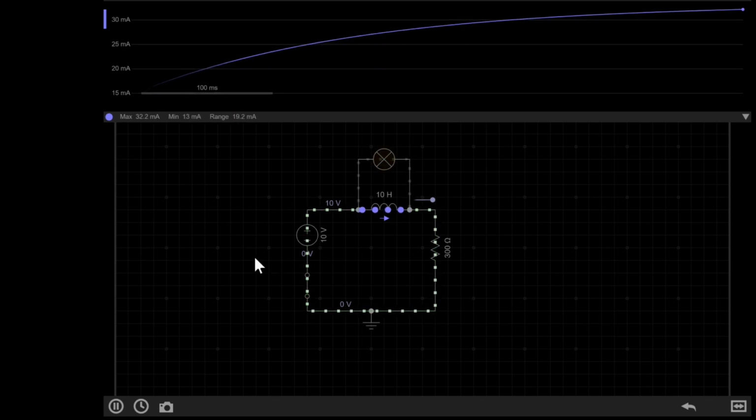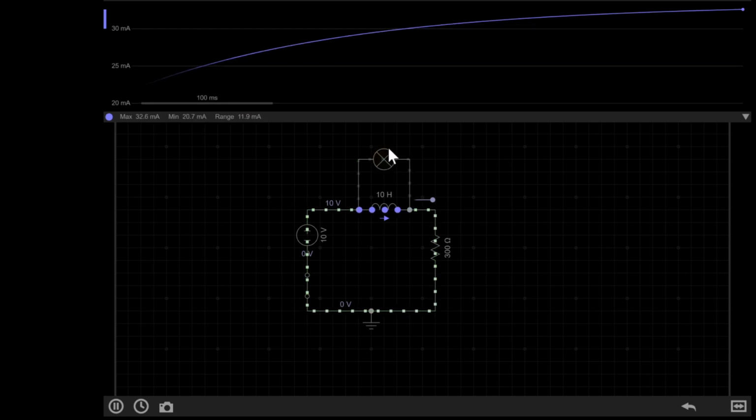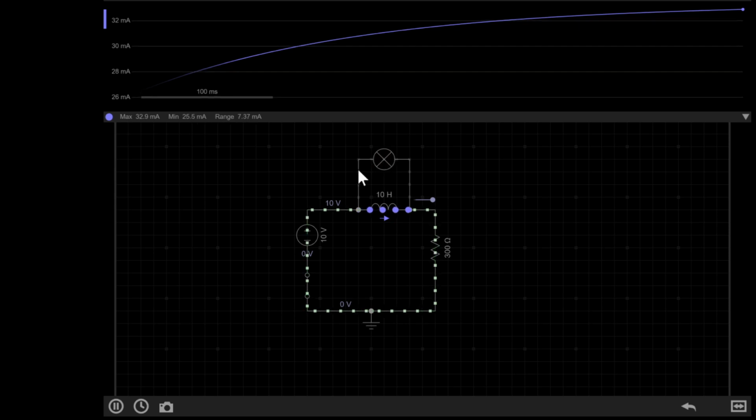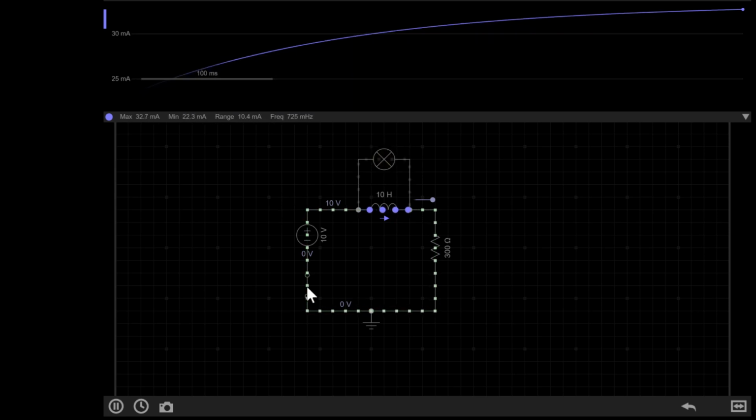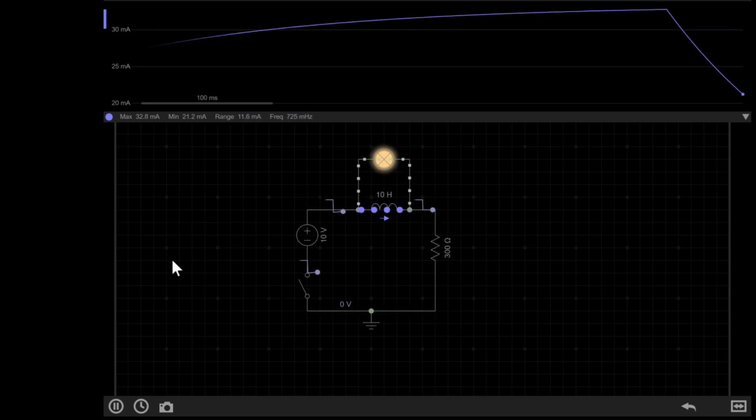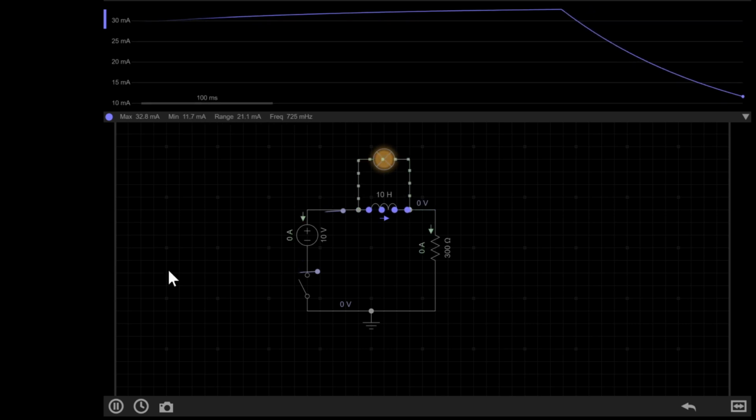As the inductor generates its magnetic field and gets used to the new current, its resistance drops and the bulb, now without much current, goes dim. If I then disconnect the switch, watch what happens. Remember, inductors don't like changes in current.